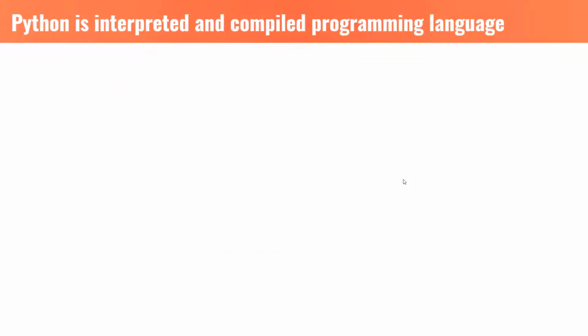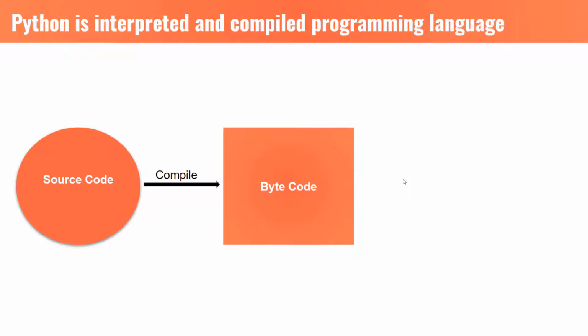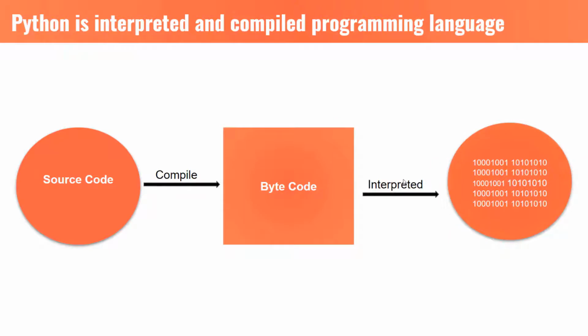The first thing to understand is that Python is an interpreted and compiled programming language. It means that when we write our code in Python, first it must be compiled into something called bytecode. You heard it right. Then it will be interpreted into machine code, which will be executed by our CPU. Interpreted means that you have a set of instructions and your interpreter will read these instructions to execute. So now your bytecode is interpreted.